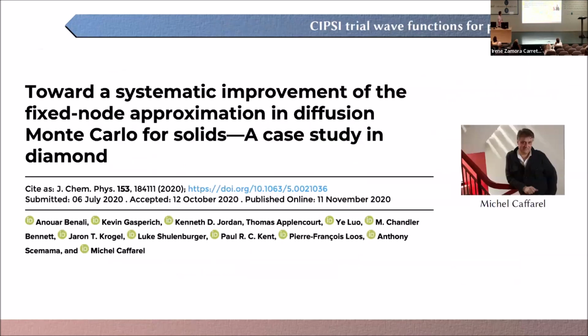Very, very good student. Michel Caffarel, whom some of you might know, has used CIPSI to do calculations in solids as well now. They have a paper on diamond where they use CIPSI to get a very accurate trial wave function, and they do diffusion Monte Carlo on top of that. I think they do the diamond atomization energy or something like that.